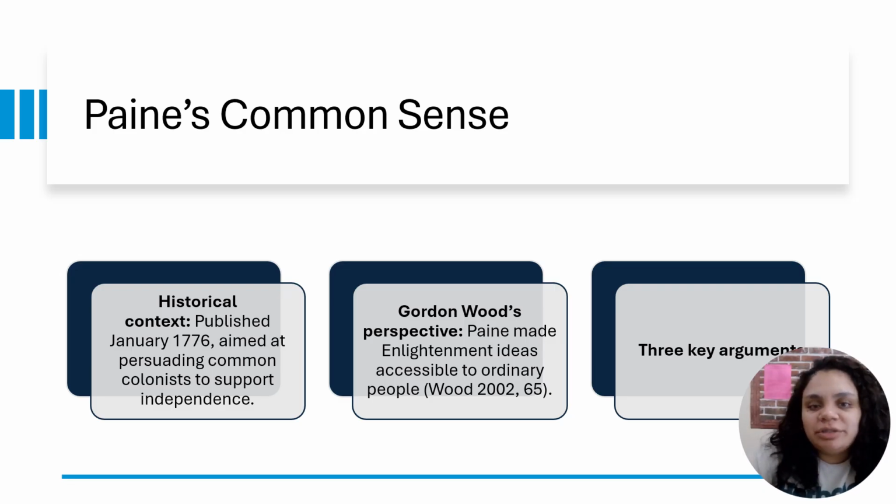Common Sense, published in January 1776, was a radical pamphlet that spoke directly to ordinary colonists. Historian Gordon Wood emphasizes that Paine's writing was revolutionary because he translated complex Enlightenment ideas into simple, persuasive arguments that common people could understand. Paine's argument for independence rests on three key points.